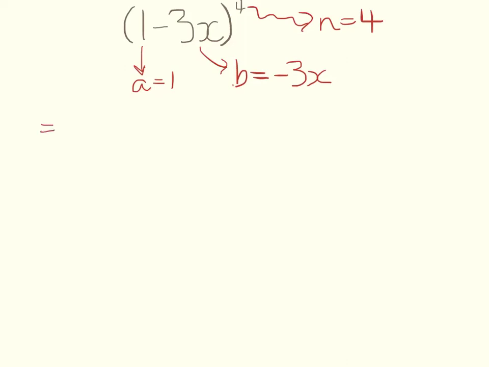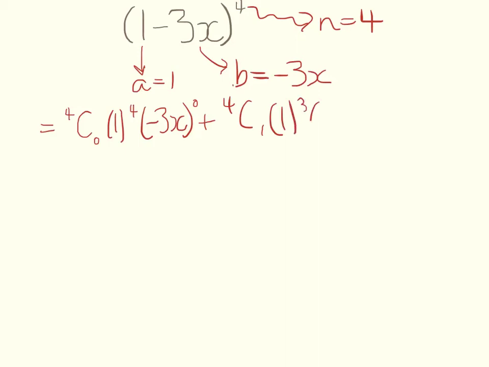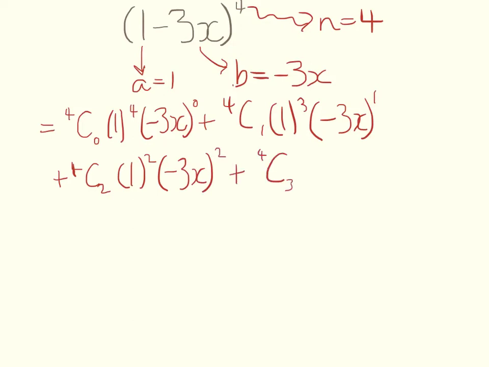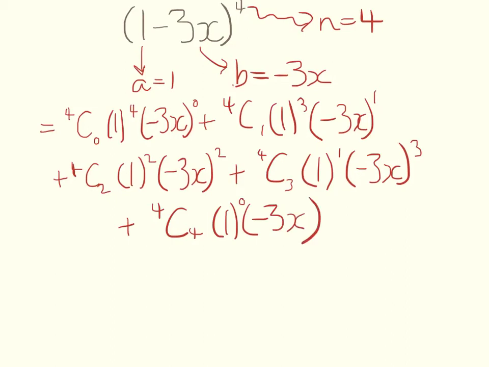Okay, so then if we expand it, first we'll have 4 choose 0, a to the, oh wait, we can put in that that's 1, so 1 to the 4, and then minus 3x to the 0, plus 4 choose 1, 1 to the 3, minus 3x to the 1, plus 4 choose 2, 1 squared, minus 3x squared, plus 4 choose 3, 1 to the 1 times minus 3x cubed, plus 4 choose 4, 1 to the 0, minus 3x to the 4. Okay, right.